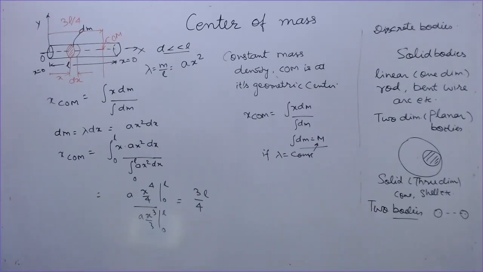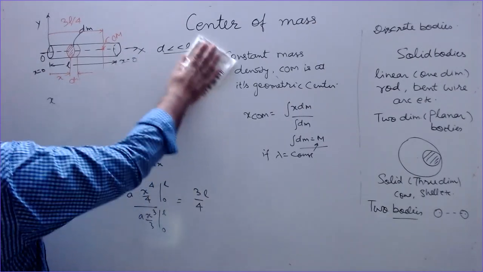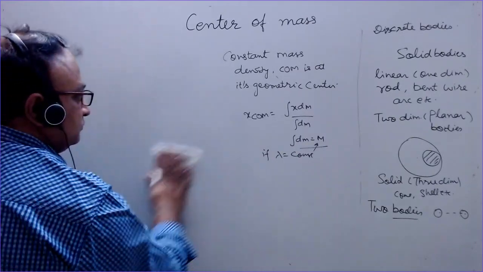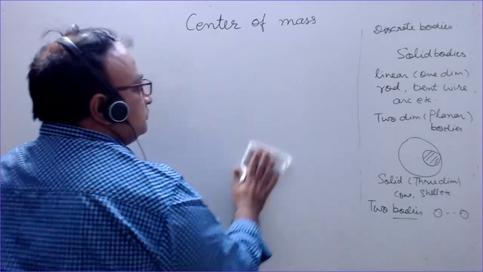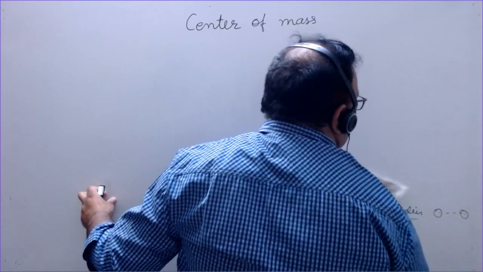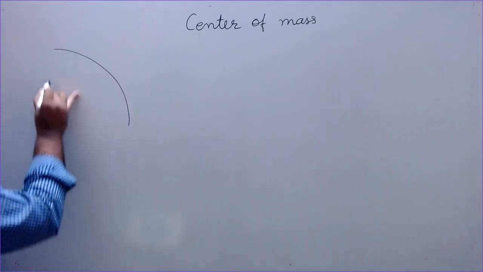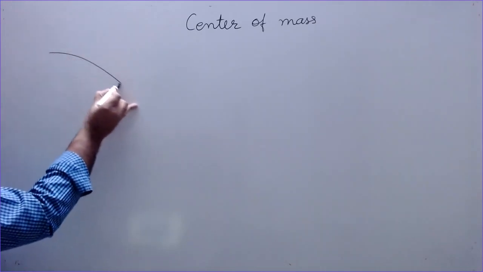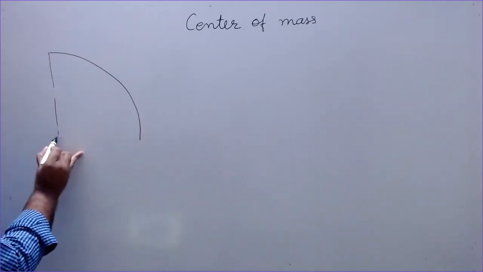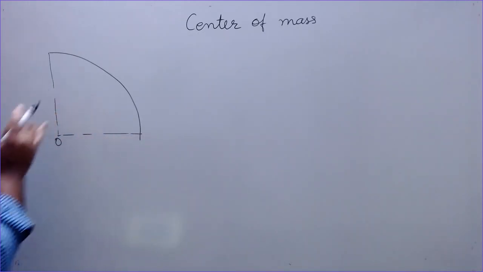Now after this, let us discuss how to find the position of center of mass of a wire which has been bent in the form of a circle, semicircle, arc, etc. So a wire of constant density, you can assume that it is bent in the form of 1/4 of a circle. This is the center, and you have to find the position of center of mass.